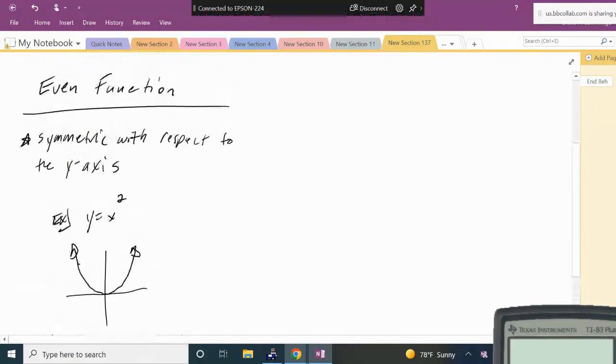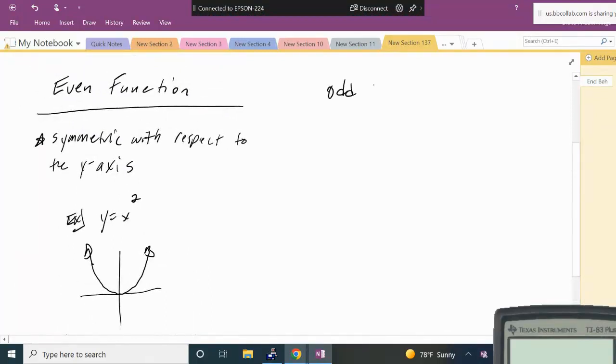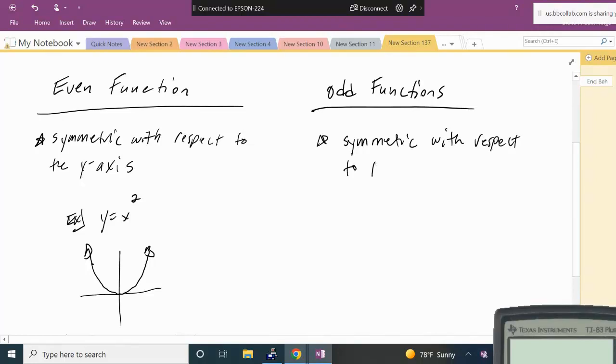Now we're going to talk about odd functions. And odd functions are symmetric with respect to the origin. Okay. So not necessarily to the x-axis. So notice that the even functions are symmetric with respect to the y-axis. Odd functions are symmetric with respect to the origin. Symmetry with respect to the origin simply means it's symmetric by both the x and the y-axis.